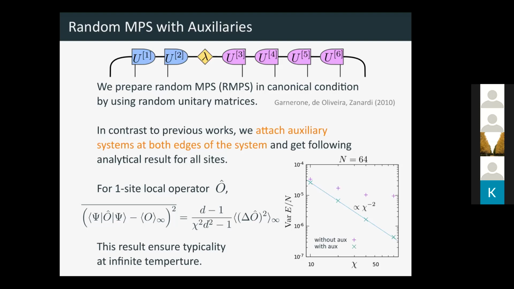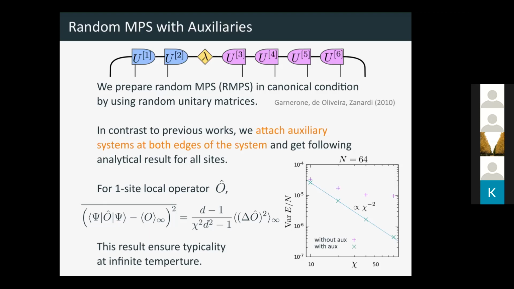In the previous work on this paper, it was already shown that the RMPS without auxiliaries can reproduce infinite-temperature physical quantities very well. However, the variance was not very clear. So we evaluated how the variance of the physical quantities by RMPS should behave. And this is the analytical result, where it says that the variance for a one-site operator follows the square of chi inverse.